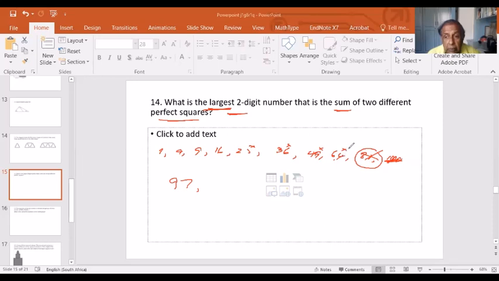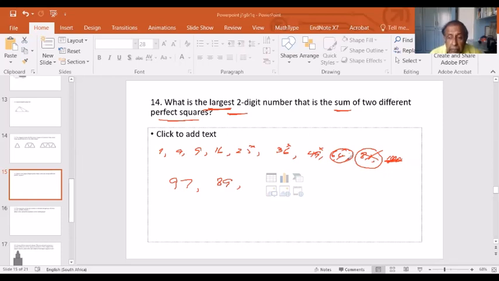Now you take all the sums which have got 64 in it. You're adding perfect squares. You can get 64 plus 49, but that's too much. It's not a two-digit number. 64 plus 36 is 100. Well, that just missed the boat. So the next one will be 64 plus 25, which is 89.